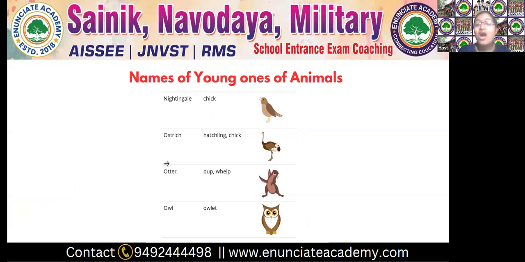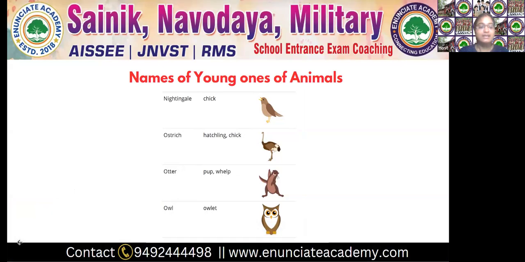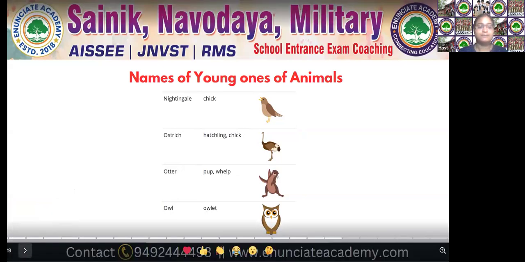And the young one of an ostrich, this is an ostrich. The young one of an ostrich is called a hatchling or a chick. Okay. The young one of an otter is called a pup or a whelp. And the young one of an owl is called an owlet. The young one of an owl is called an owlet. Okay, this is the concept.